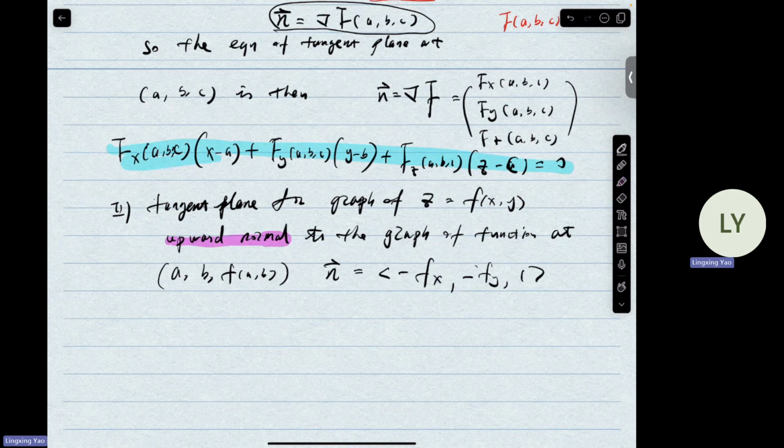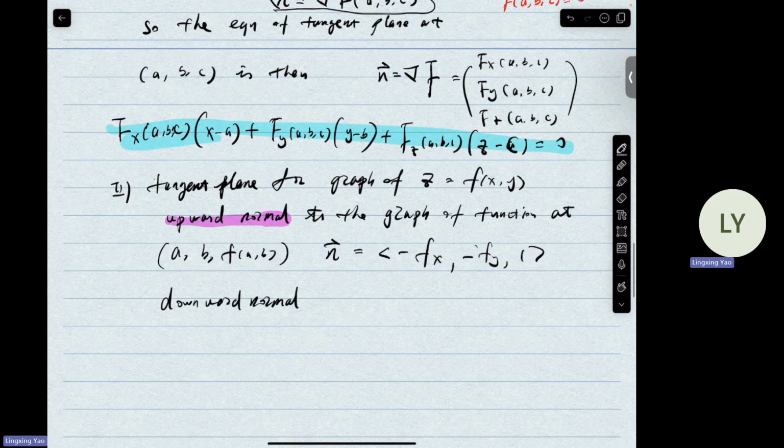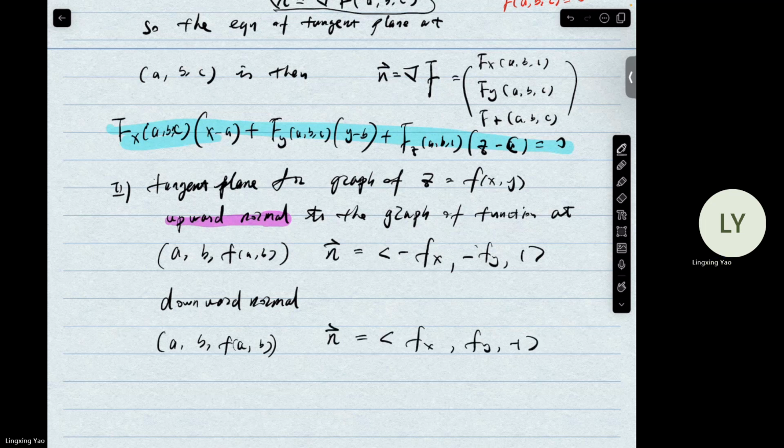And we also have the downward normal to the graph of the function at this point. The only thing different from the upward normal is that we multiply by -1. Okay.